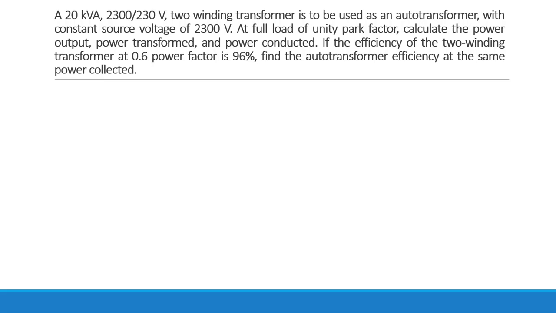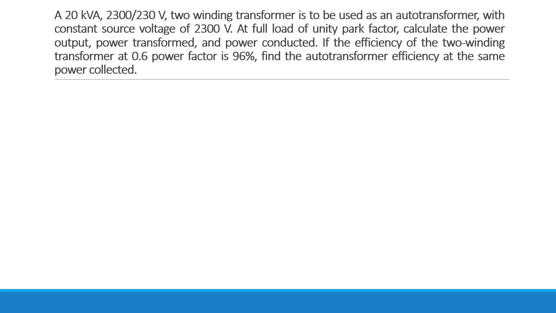So basically what is given: a 20 kVA transformer is given which has a voltage ratio of 2300 by 230 volt. A two winding transformer is originally given to you, and this transformer is going to be used as an auto transformer, with a constant source voltage of 2300 volt. So it is quite clear that the two winding transformer will be converted to an auto transformer.